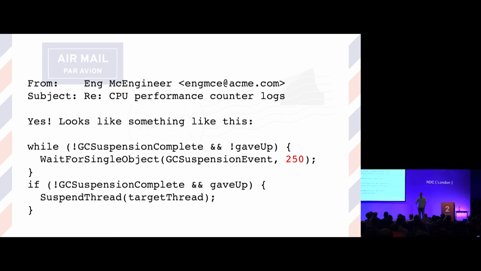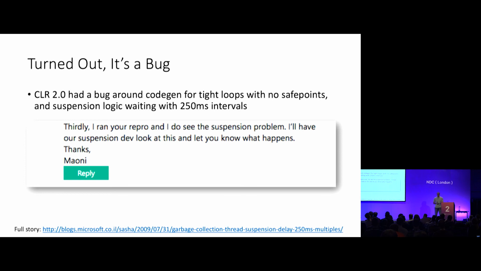I couldn't create a pull request, so I think I submitted an item on Connect, and I wrote a blog post about it, just to see if someone else has ever run into this sort of thing. And then a couple of weeks later, I got a comment on my blog post from Maoni Stevens, who's the lead developer on the garbage collector at Microsoft. She's still in that role today. And she wrote, "I ran your repro, and I do see the suspension problem. We'll look at that and see what happens." And they found a bug in the garbage collector, which was responsible for that suspension problem, and they fixed it eventually, and so if you're interested in the whole story, you can read it on my blog.